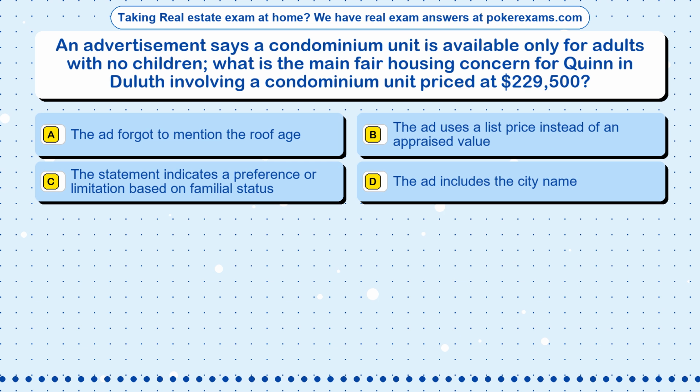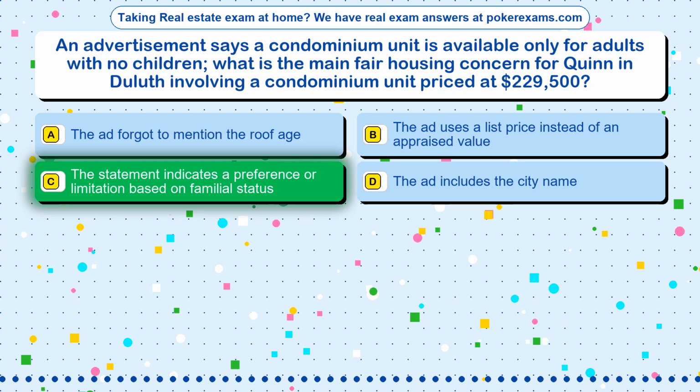Question 15. An advertisement says a condominium unit is available only for adults with no children. What is the main fair housing concern for Quinn in Duluth involving a condominium unit priced at $229,500? Option A. The ad forgot to mention the roof age. Option B. The ad uses a list price instead of an appraised value. Option C. The statement indicates a preference or limitation based on familial status. Option D. The ad includes the city name.